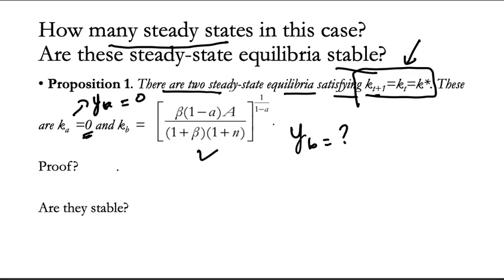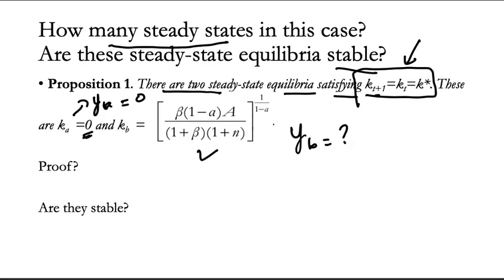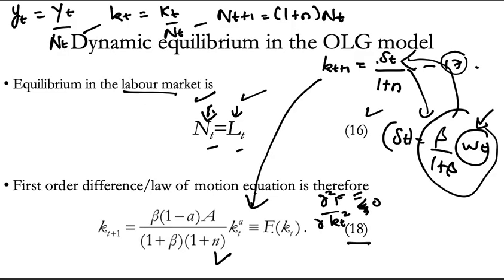So, from equation 18, I'm showing you the proof. It is very obvious that Ka equals 0. How do you know? You look at the equation and you know that the condition is Kt plus 1 equals Kt, isn't it, when it comes to first order difference, when you want to find steady state.